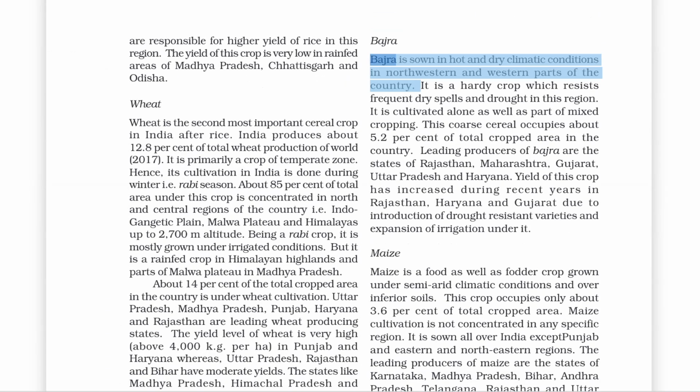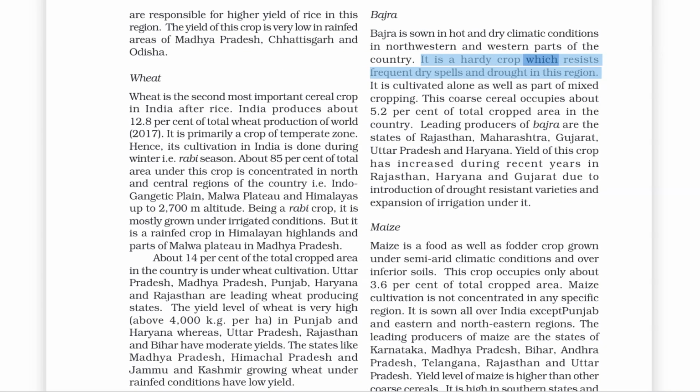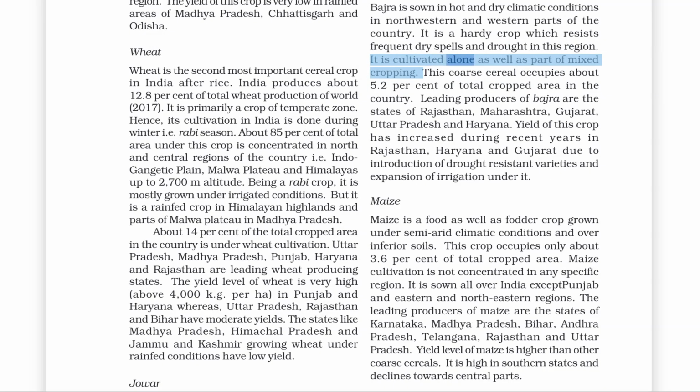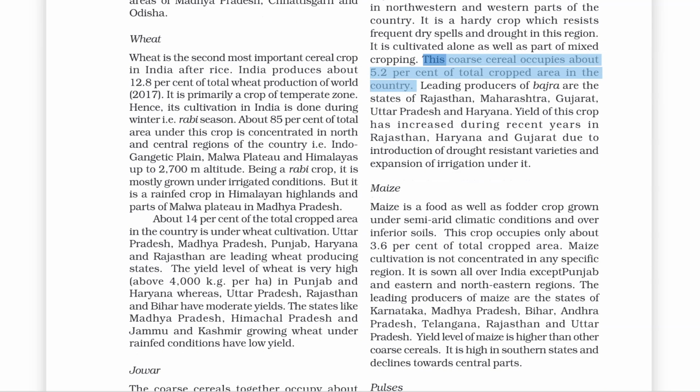Bajra. Bajra is sown in hot and dry climatic conditions in northwestern and western parts of the country. It is a hardy crop which resists frequent dry spells and drought in this region. It is cultivated alone as well as part of mixed cropping. This coarse cereal occupies about 5.2% of total cropped area in the country.